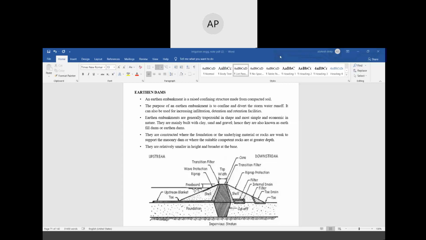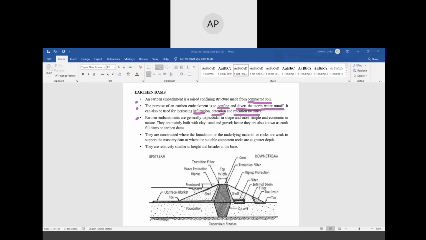And what is an earthen dam? An earthen embankment is a raised confining structure made up of compacted soil. The purpose of an earthen embankment is to confine and divert the storm water runoff. It can also be used for increasing filtration, detention, and retention facilities.